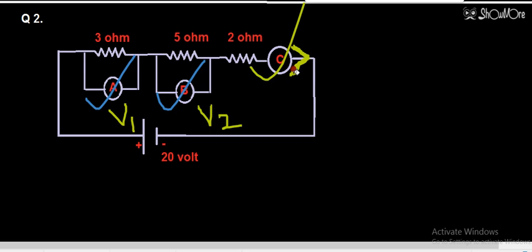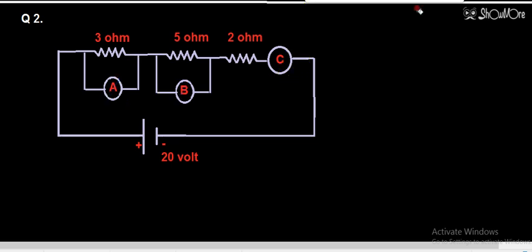So this is the question basically. Firstly we have to identify the devices. So the A device is a voltmeter, the B device is a voltmeter, and the C device is an ammeter. Now we are going to solve this question. See the question carefully now.